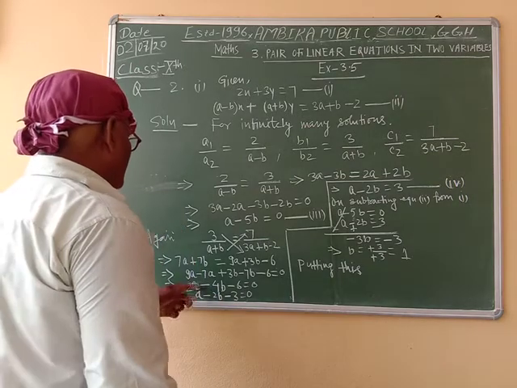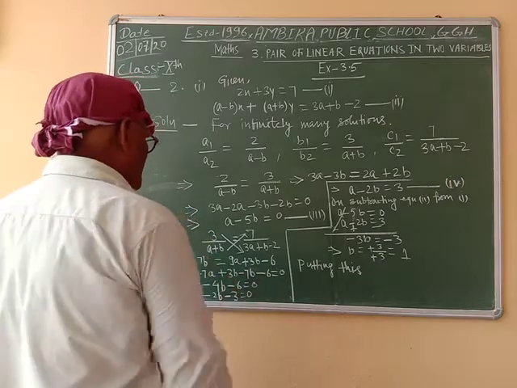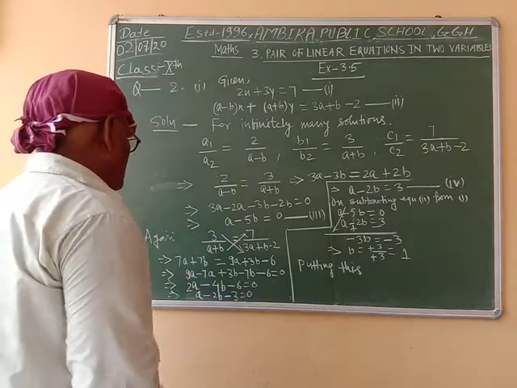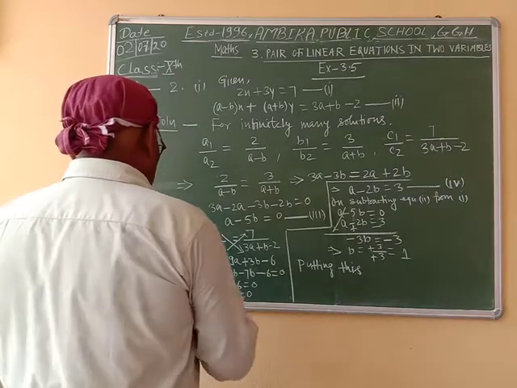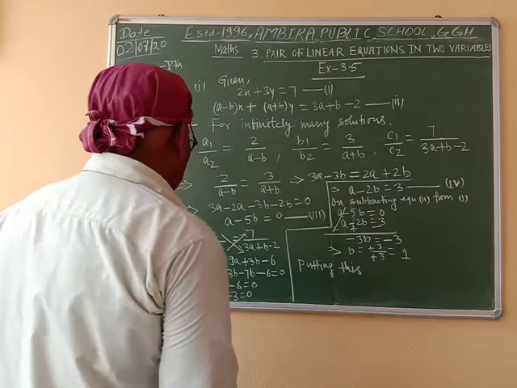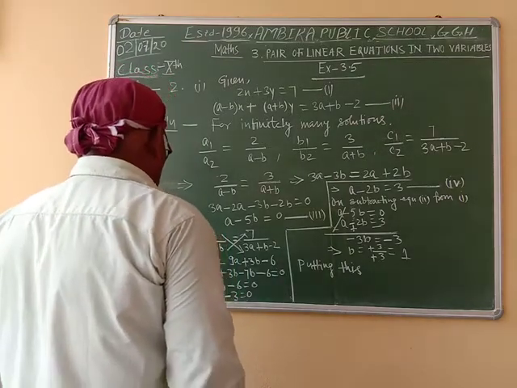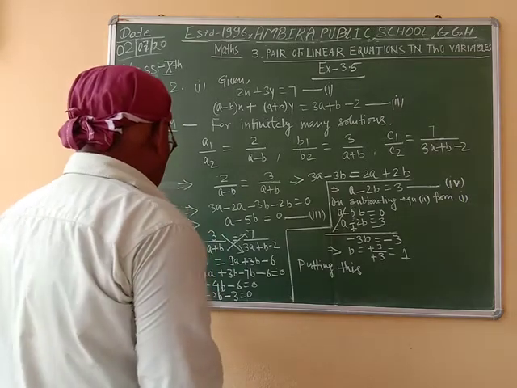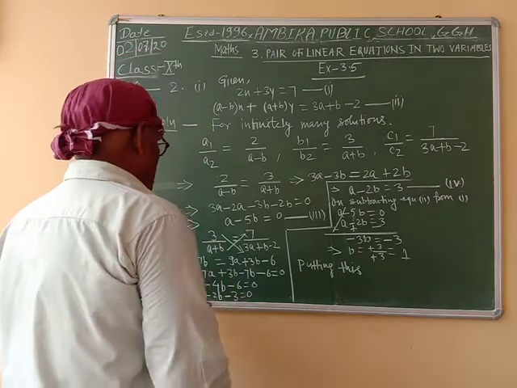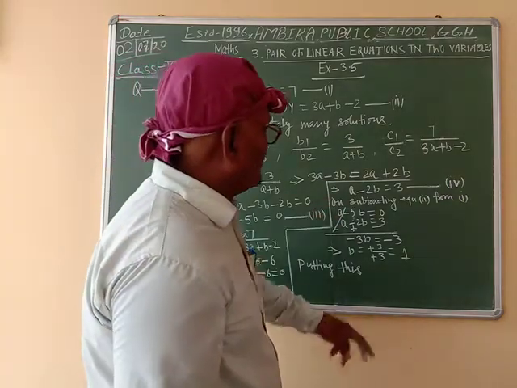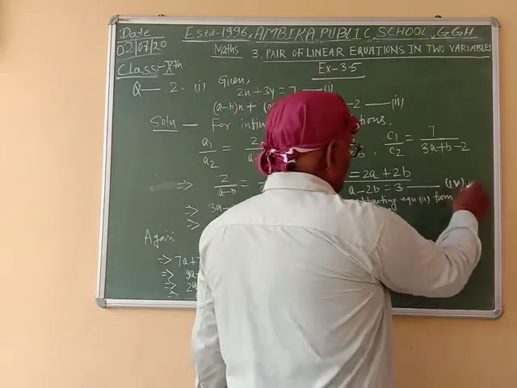Or 9a minus 7a is equal to 2a, and plus 3b minus 7b is equal to minus 4b, minus 6 is equal to 0. Here we see that 2 is common in all terms, so we take common 2: a minus 2b minus 3 is equal to 0. So a minus 2b is equal to 3. Suppose it is equation number 4.